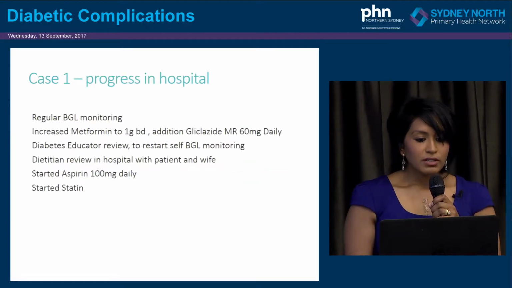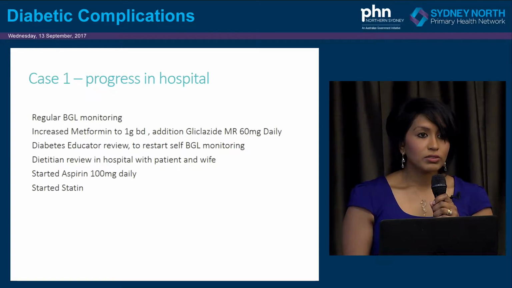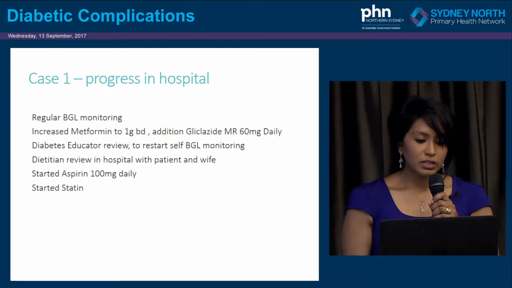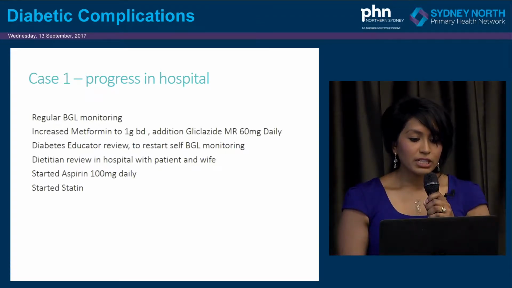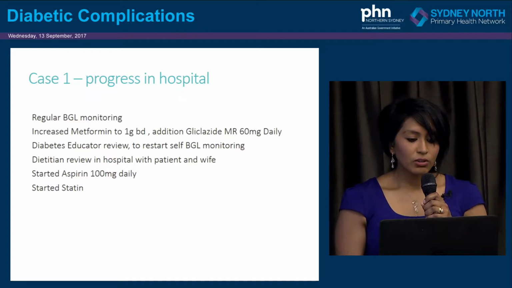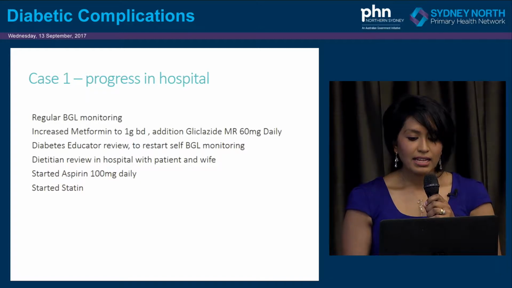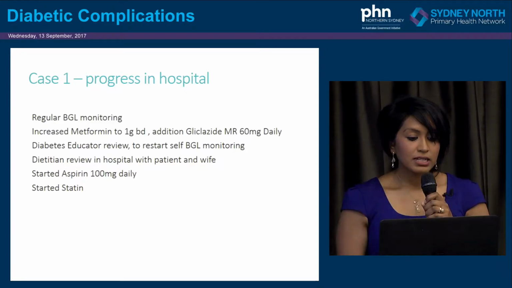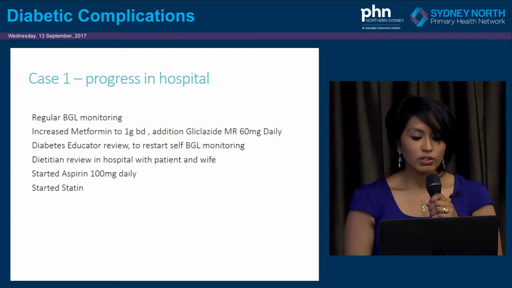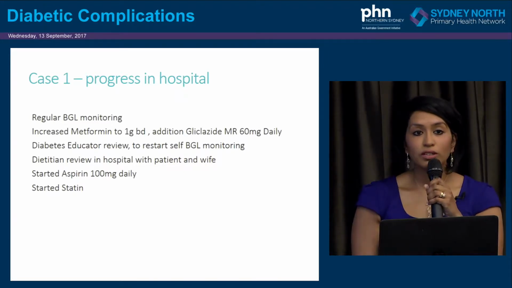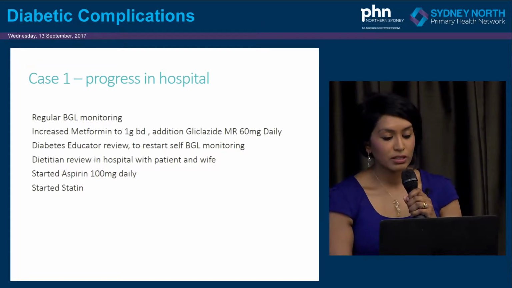So his progress in hospital is that regular blood glucose monitoring is started during the admission, and his medications for diabetes are increased. So his metformin dose is maximised to 1 gram BD, and a gliclazide modified release formulation is added to his therapy. He's seen by a diabetes educator and agrees to restart some self-monitoring of blood glucose levels, given that he needs to improve control in the context of his active foot ulcer.